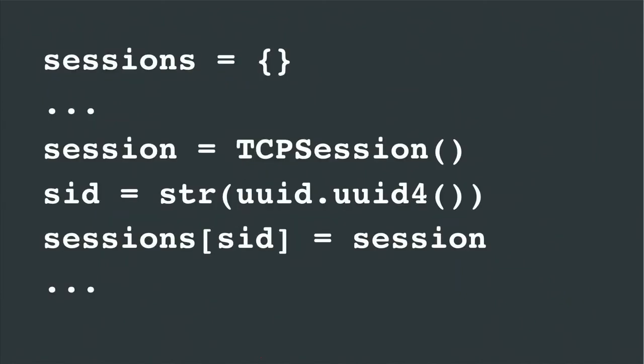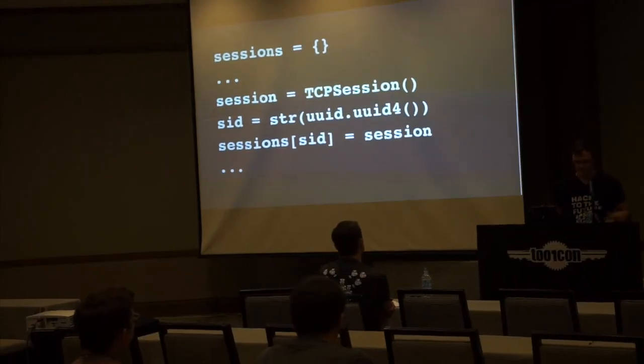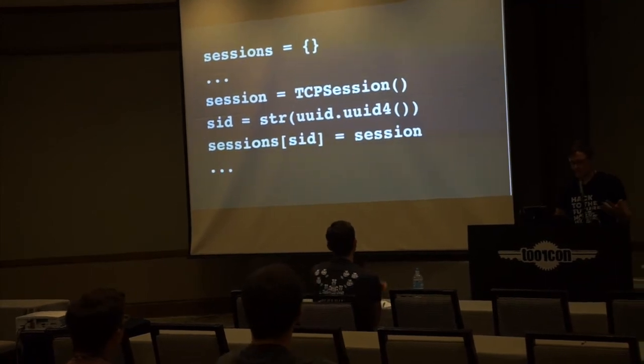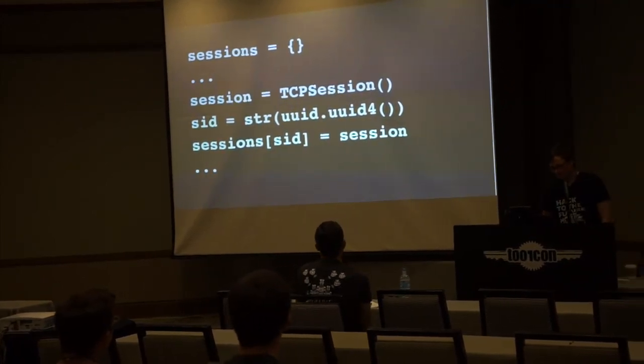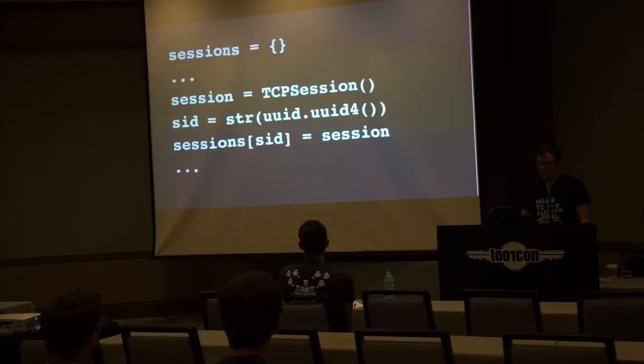So for sessions, for example, we could just have a global variable, and then when a client hits slash proxy, we'll create a new session object and then just tie it to that UUID. So we're later able to look up that connection when the client provides that UUID. And we'll see, okay, this session exists or it doesn't.